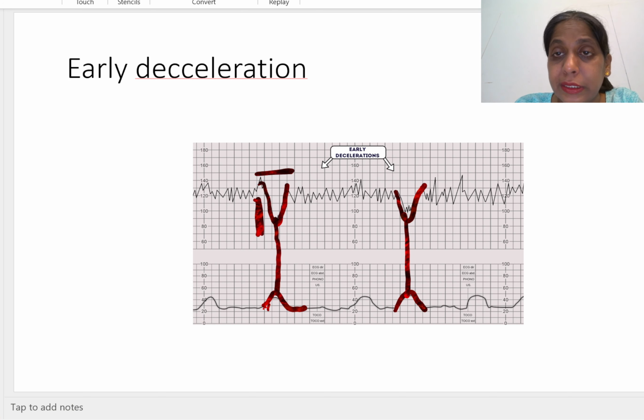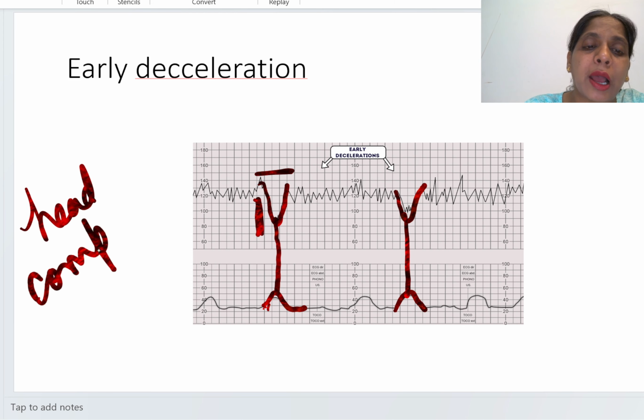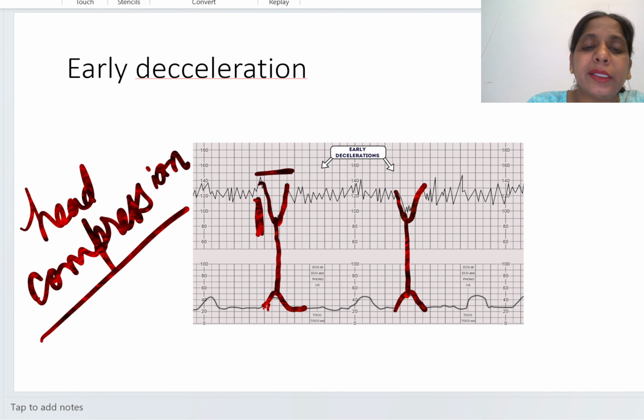Okay, any doubts? And why is it there? It is due to the head compression. So if a question asks what is the deceleration we mostly get in the second stage, what will you say?